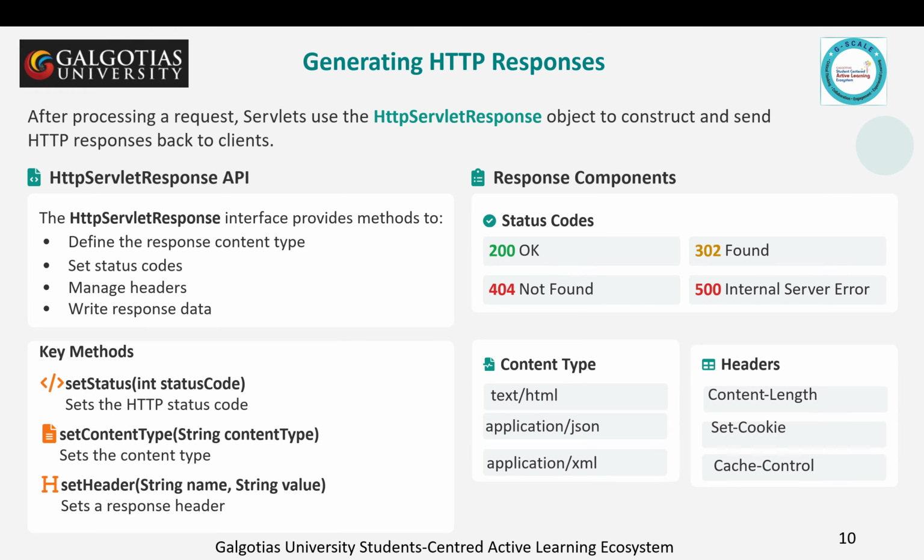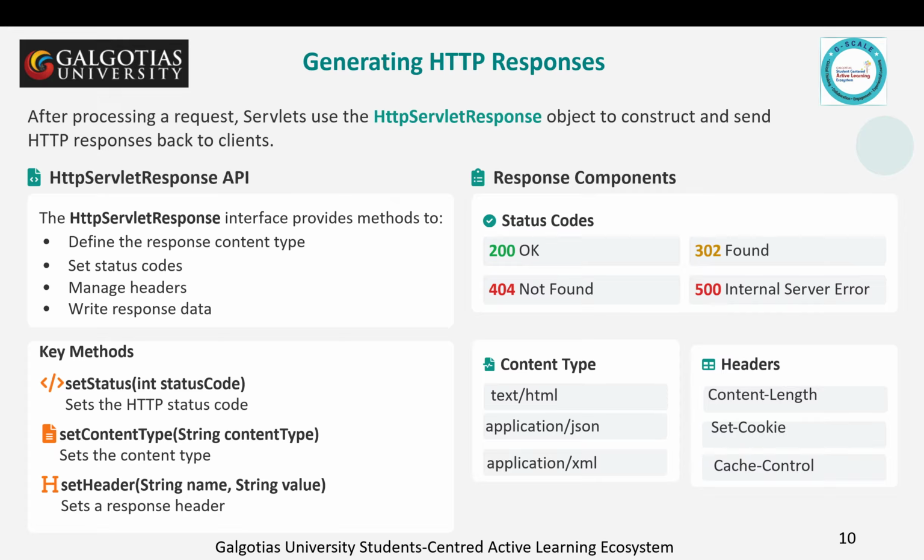After processing a request, the servlet generates a response using HttpServletResponse. This object helps us define content types, set status codes, manage headers, and write output to the browser. Important methods include setStatus method to set HTTP status codes, setContentType method to specify response type, setHeader method to add response headers, and getWriter method to send data to the client.